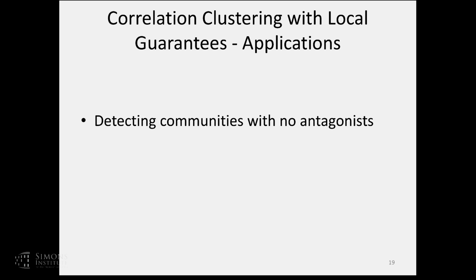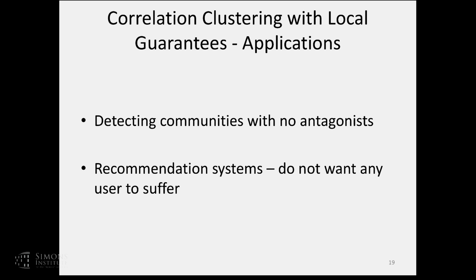So Puleo and Milenkovic introduced this set of problems, and they had a very practical motivation. They were interested in detecting communities in the situation where there are no antagonists. What they meant by this was that there are no entities that disagree with their own cluster too much. They were also interested in using this for recommendation systems, where the number of mistakes that you make for a vertex is related to the quality of the recommendations that you'll be providing to the person who's encoded by that vertex. And so in order to make sure that nobody is too badly off, you want to optimize this local objective rather than a global objective.